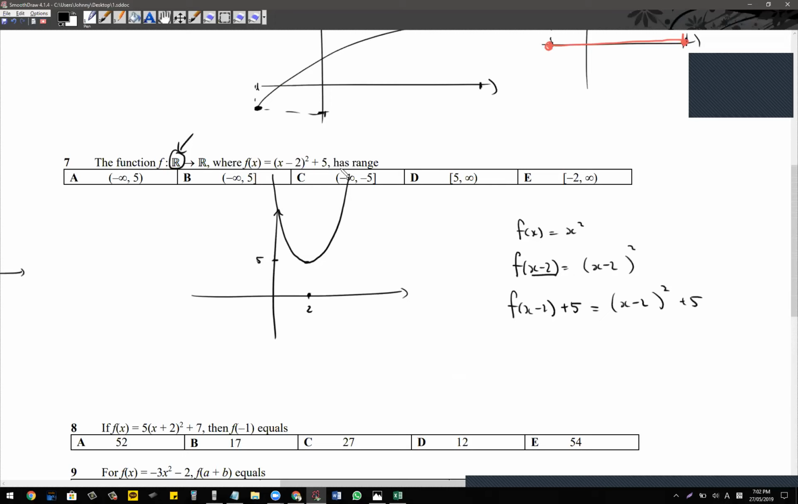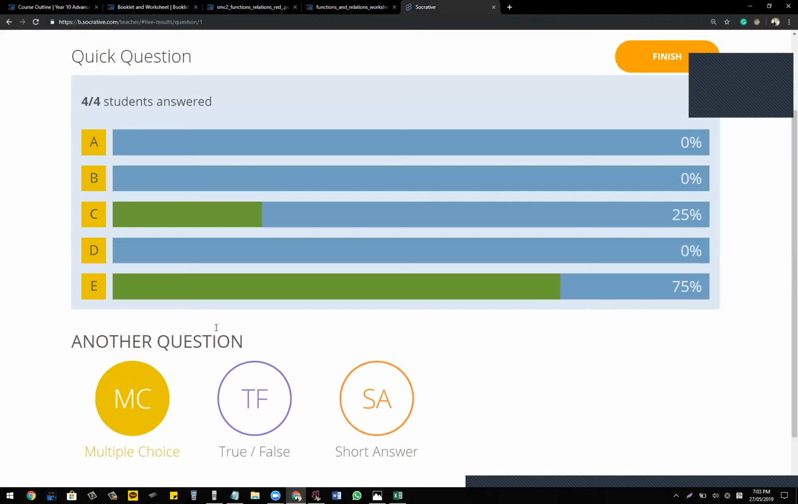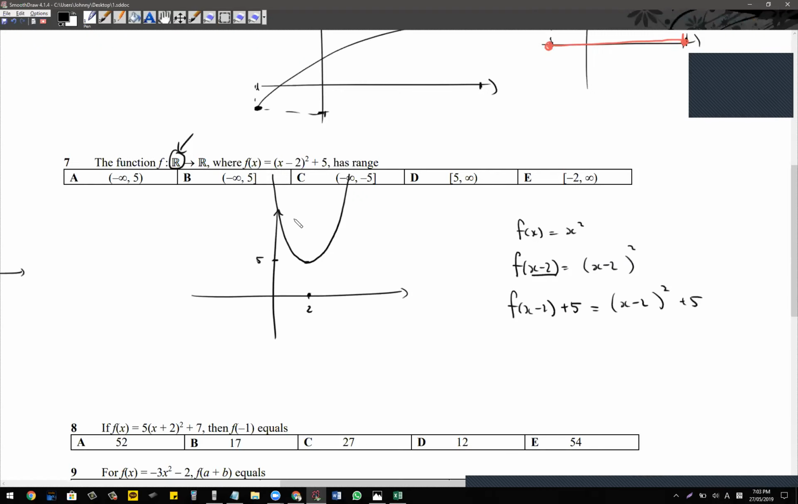Now, obviously, what's the range? If the graph is like that, what is the range? You can go for it on Socrative. Okay. So go for A or B or C or D.